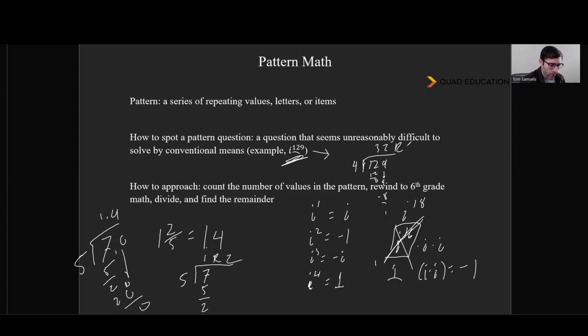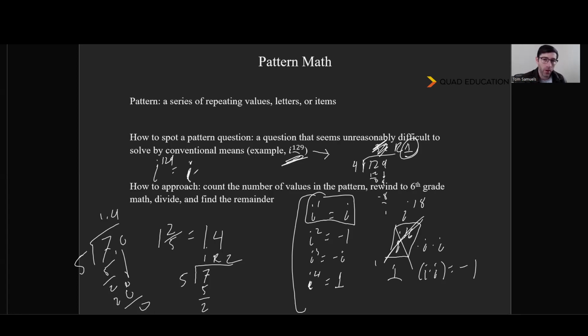So we're 32, remainder 1. And what that means is that we have 32 times going through the pattern, and then it's the first term in the pattern. So in this case, the first term in our pattern is i. So i to the 129, that's just i. That's the same thing. And we can all agree that that's a much easier number to look at.